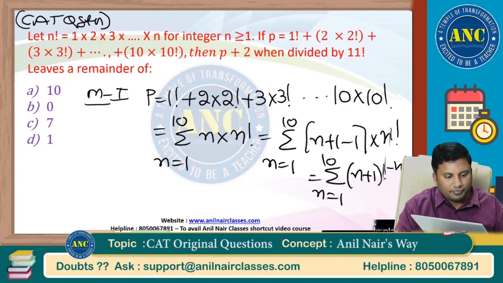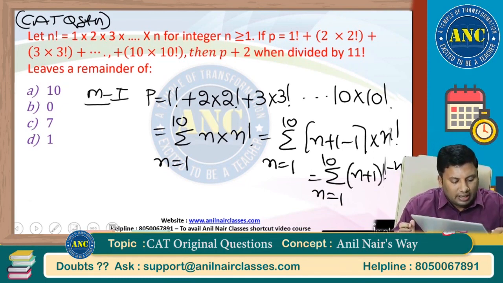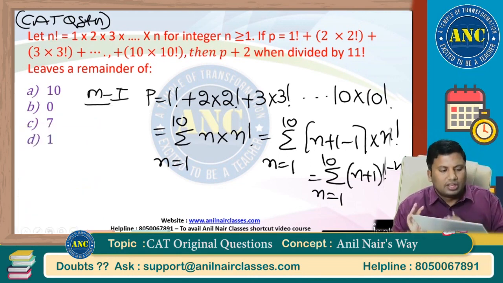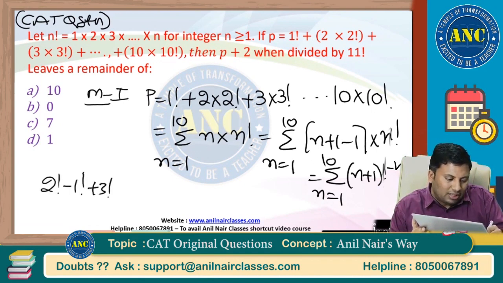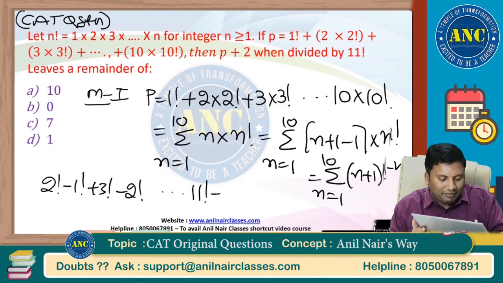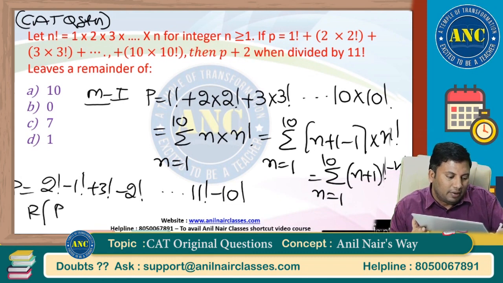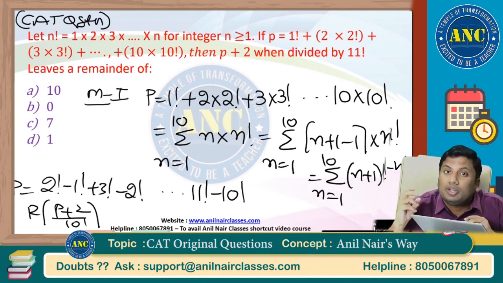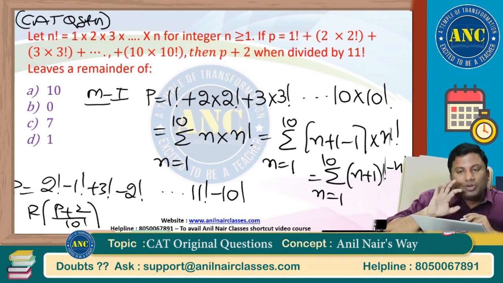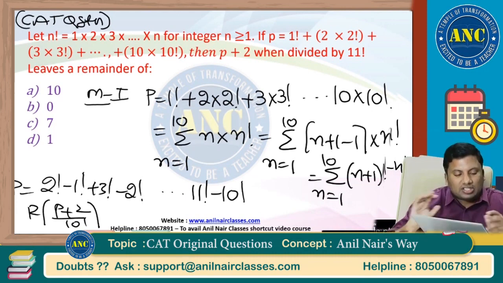Method 2: substitute the logic. Substitute the n values. 2 factorial minus 1 factorial, 3 factorial minus 2 factorial, and so on up to 11 factorial minus 10 factorial. This is nothing but P. Find P plus 2 divided by 11 factorial. Hey Anil sir, previously you used that unit digit logic. Can I use the unit digit logic? Can I solve this question?